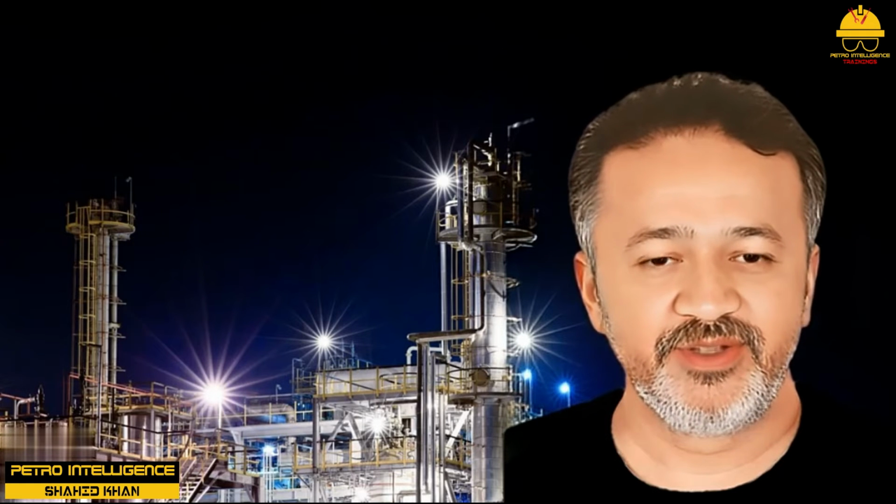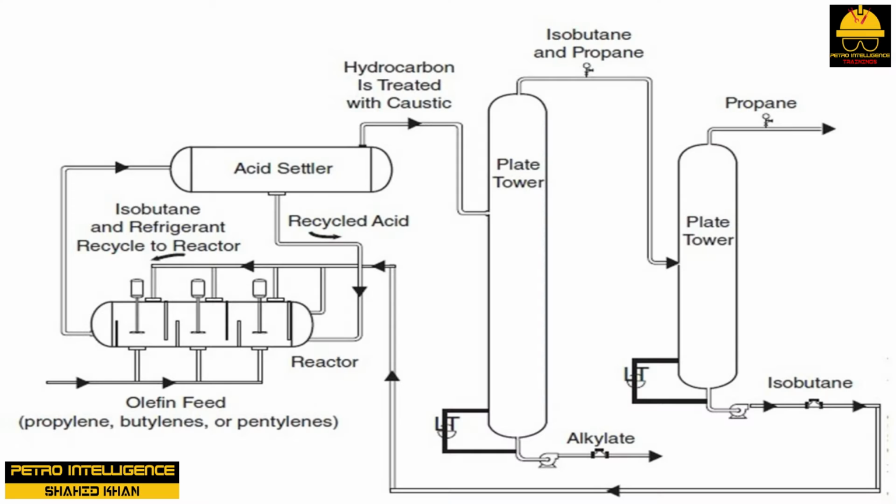Alkylation stirred reactors. Alkylation units take two small molecules, isobutane and olefin, that is, propylene, butylenes, or pentylenes, and combine them into one large molecule of high-octane liquid called alkylate. This combining process takes place inside a reactor filled with an acid catalyst. Alkylate is a superior antiknock product that is used in blending unleaded gasoline.